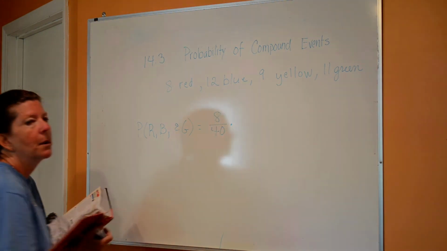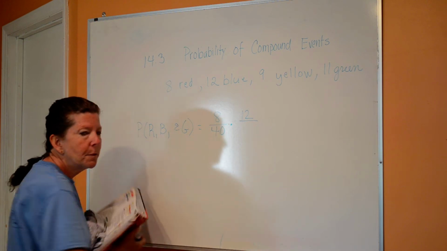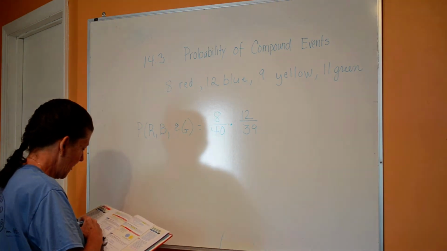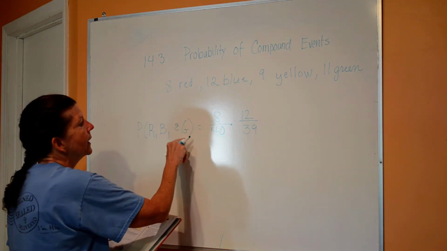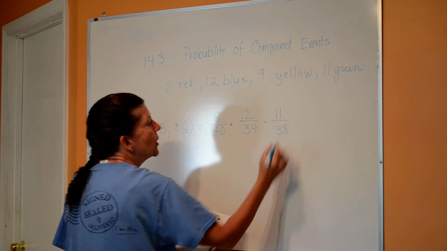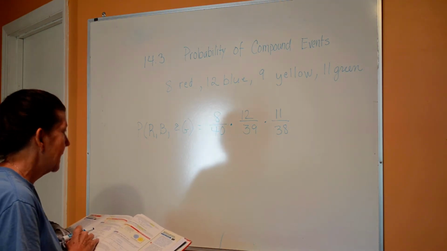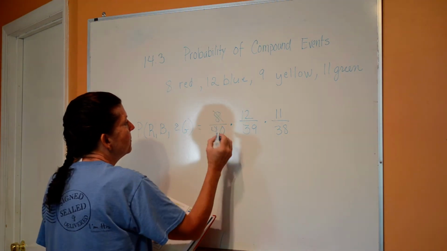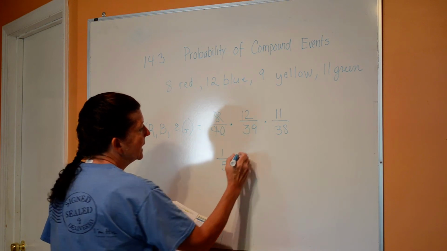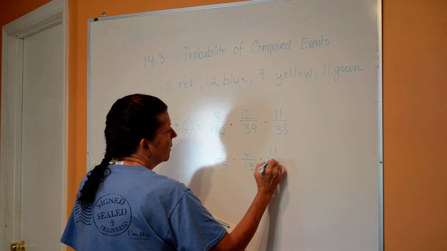Now I want to know what the probability of getting a blue is. Well, there's 12 possible blues, but now I've already pulled one marble out, so now there's 39 marbles. Okay, so then I go on and I go, okay, green. There's 11 green. But now I only have 38 marbles, okay? So I can reduce these to lowest terms to make it easier. If I divide this one by 8, I'm going to get 1 over 5. This one by 3 is going to give me 4 over 13. And that one can't be reduced at all.